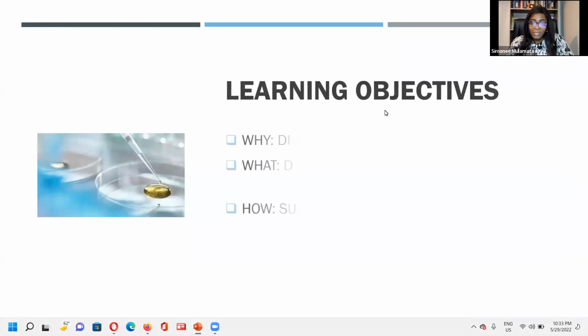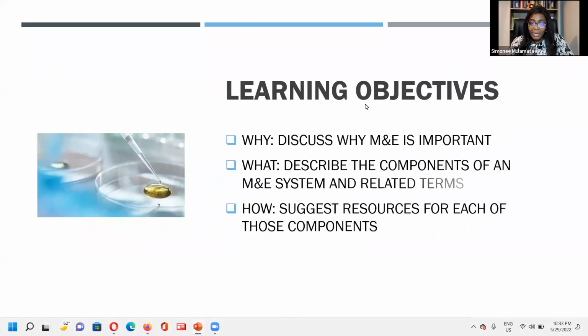We are going to start off by looking at our learning objectives for tonight. We are going to look at the 5 W's and H around monitoring and evaluation. We are going to discuss why M&E is important. We are also going to define it and the components of the monitoring and evaluation system and all the related terms, and suggest resources for each of those components. So we are just going to talk through the process of monitoring and evaluation.